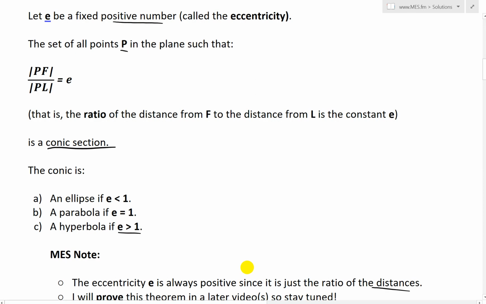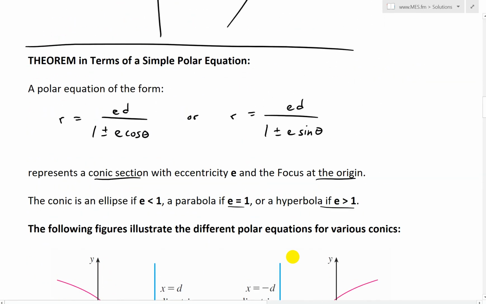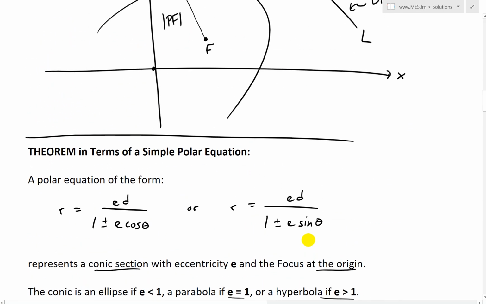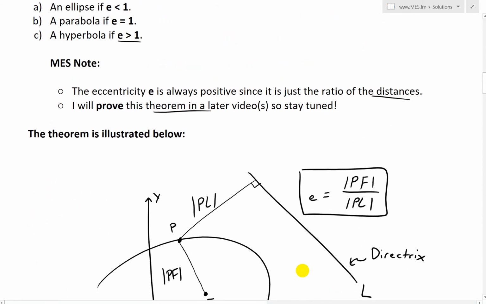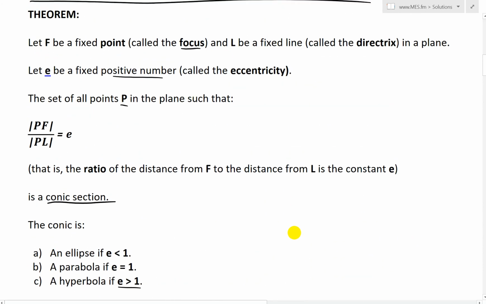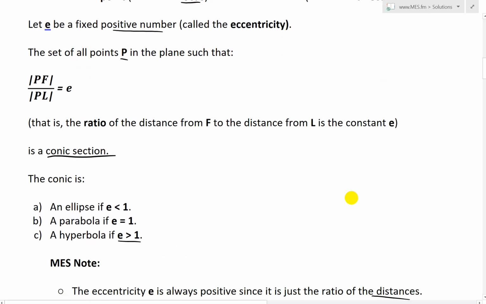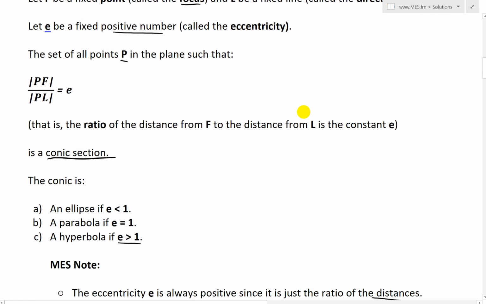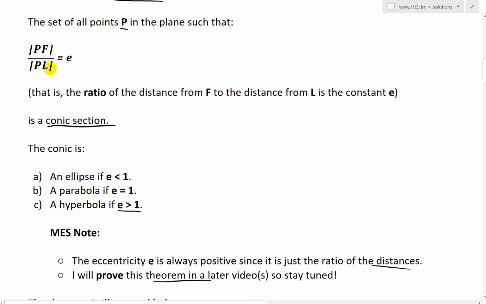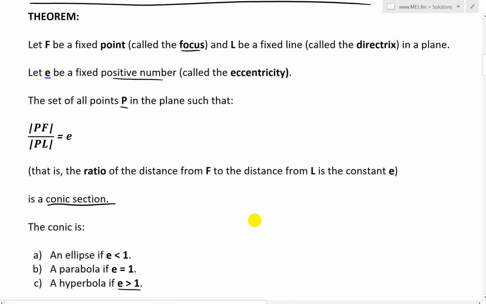So basically that's much simpler than having multiple different Cartesian formulations and theorems or definitions for the conic sections, as in my earlier videos on parabolas, ellipses, and hyperbolas. In later videos I will prove this theorem to show that it is in fact true and that it becomes a conic section when e is less than 1, e equals 1, and e is greater than 1 for these different cases.